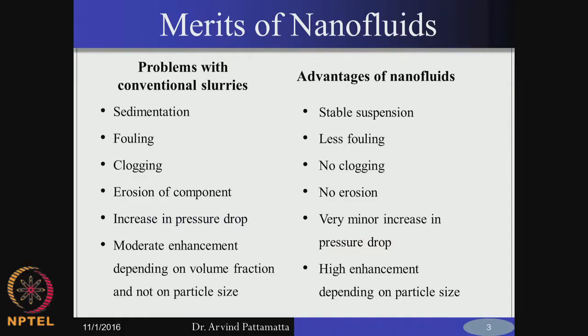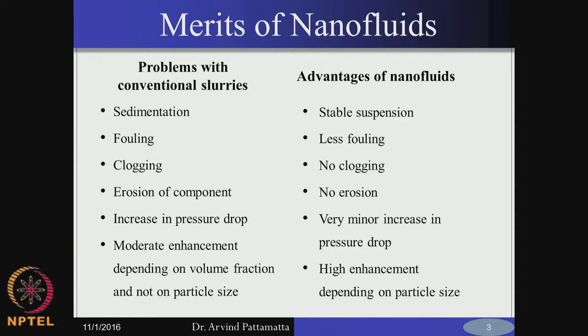So, higher surface tension means it will try to pull particles together, and therefore they may form clogging or agglomeration of particles, which is also not favorable. So, you need suspensions, but not agglomerated suspensions. You need independent particles suspended freely. Okay. So, this is the idea of synthesizing nanofluids.